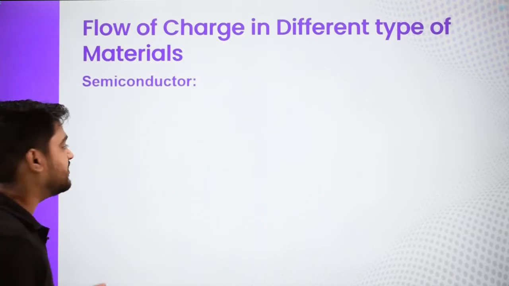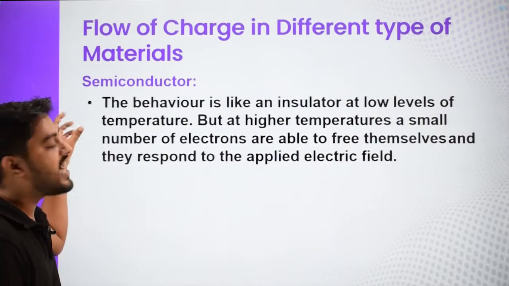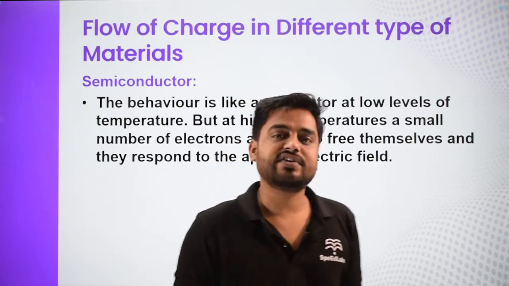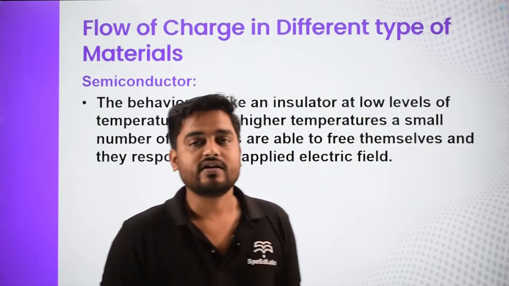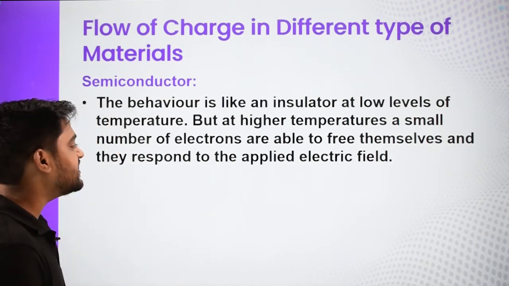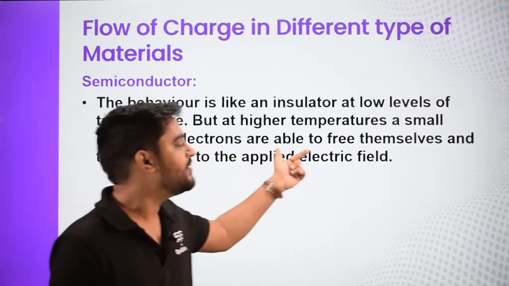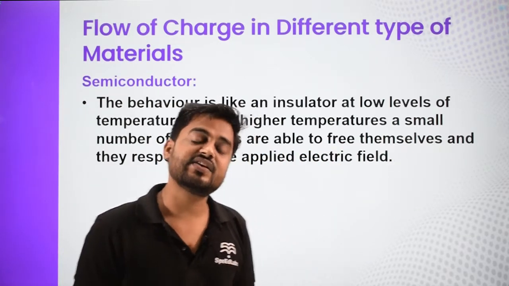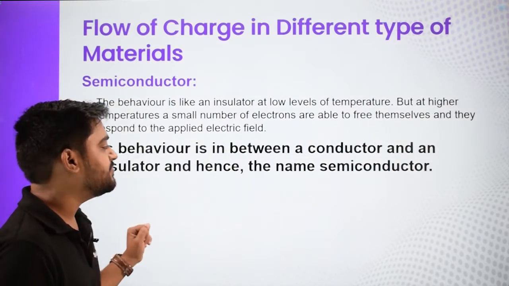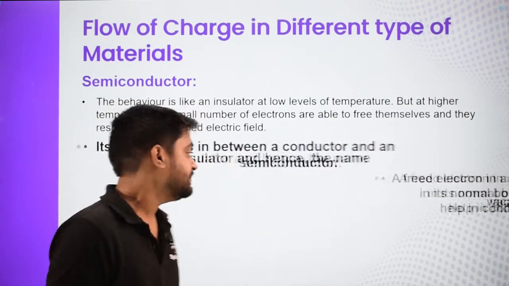The next, or third, type of material is semiconductor. With the name itself, we can say it is a half conductor. These materials behave as insulators when the temperature is low, and they behave as conductors when we slightly raise the temperature. As soon as we increase the temperature, the number of electrons that are able to free themselves increases, and eventually they are able to conduct electric current. Its behavior is between a conductor and an insulator, hence it is called a semiconductor.